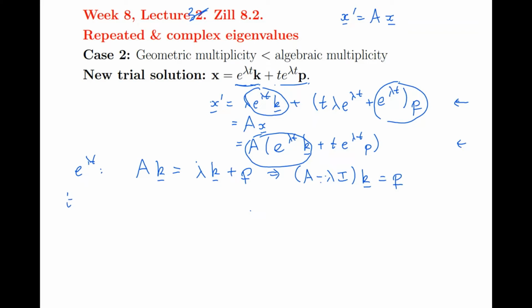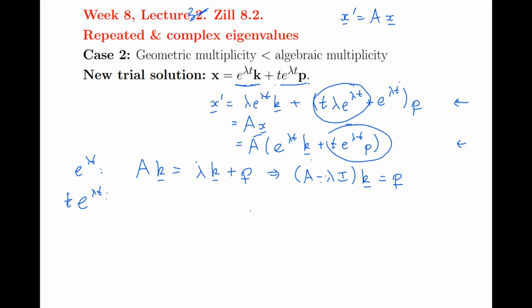Next I look at the terms with t e to the lambda t in them. Here's a t e to the lambda t. Here's a t e to the lambda t. So I get A times p is equal to lambda p. Do the same thing again. I get A minus lambda I times p equals 0.